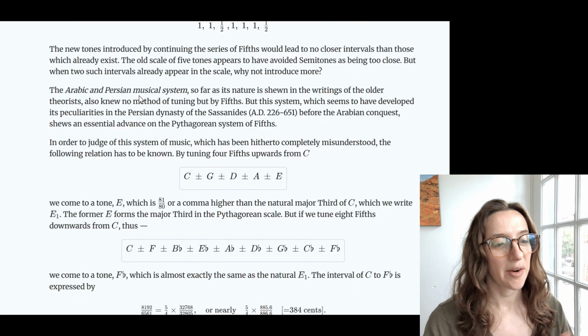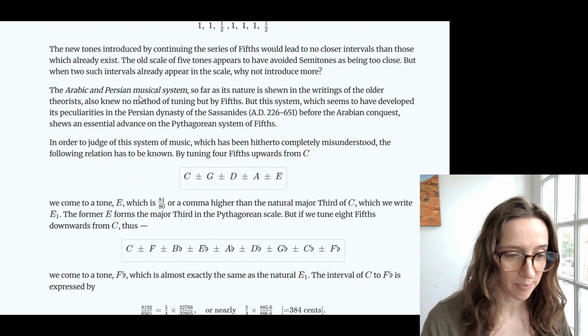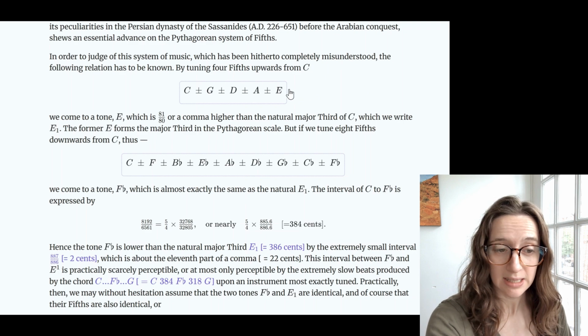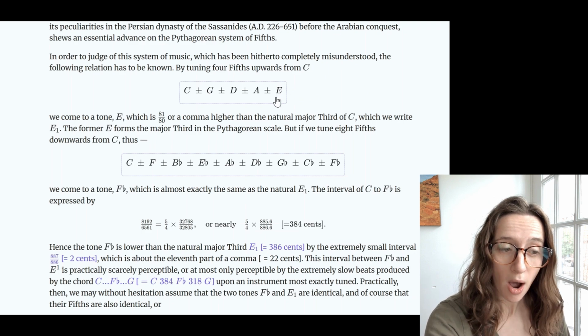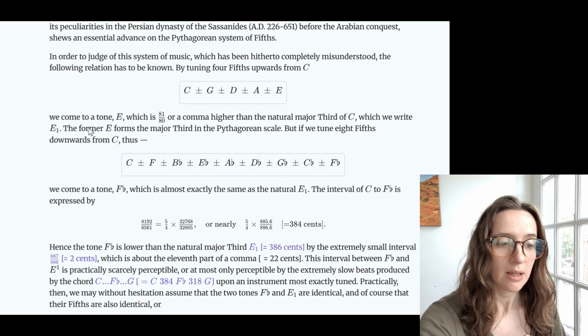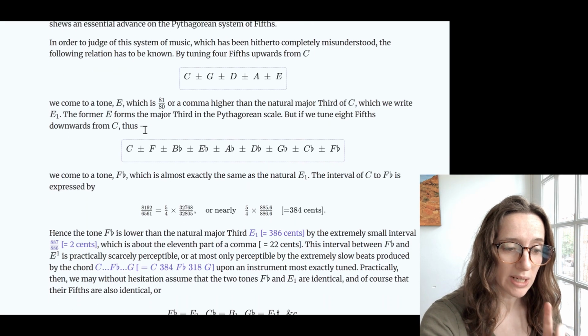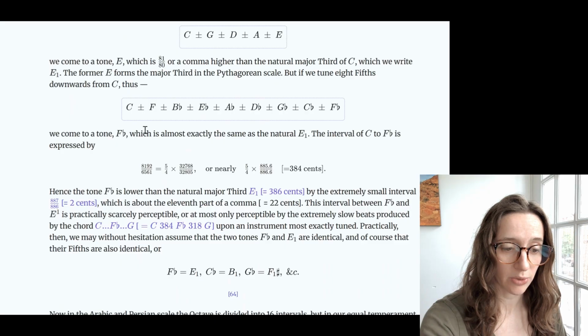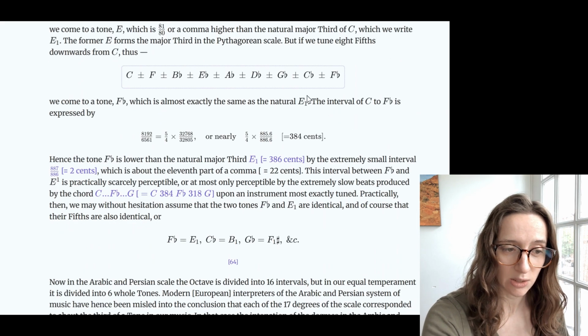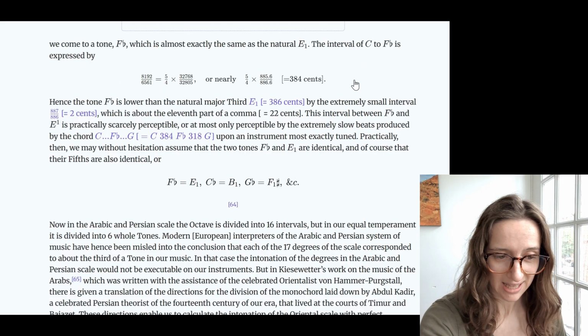Which brings us to the Arabic and Persian musical system. We are still using a system of fifths in which this E is a comma higher than E, which is the natural third of C, written E1. However, if we tune a series of fifths downwards from C, which is listed here, we eventually get to F flat, almost exactly E1. Here is the math.